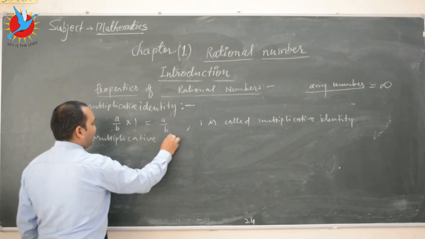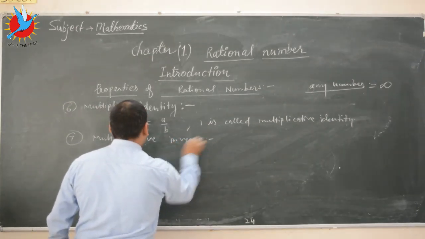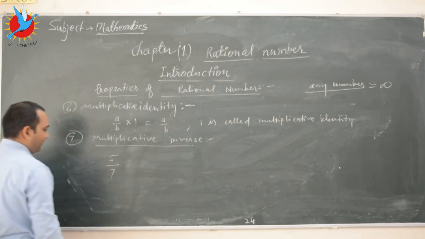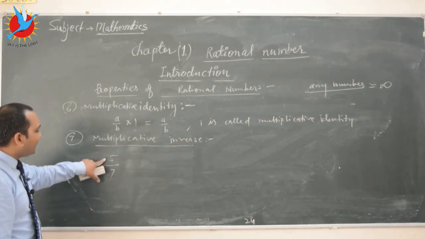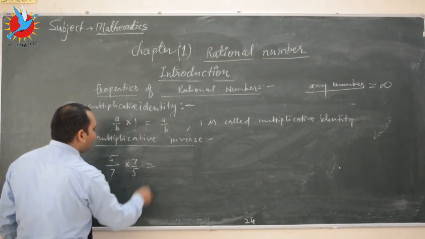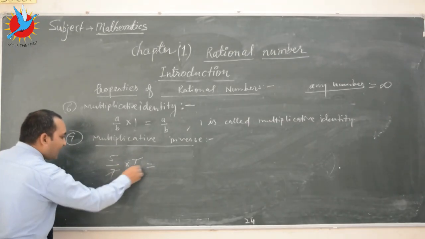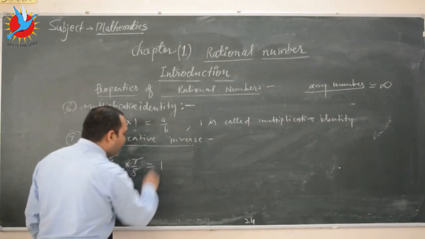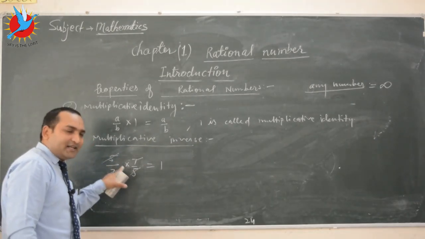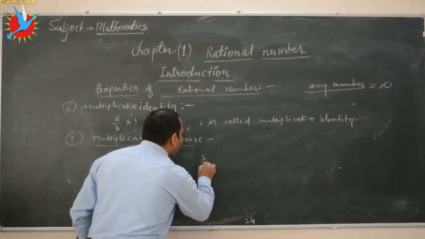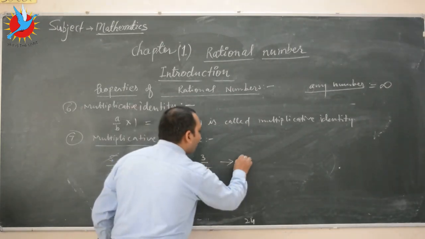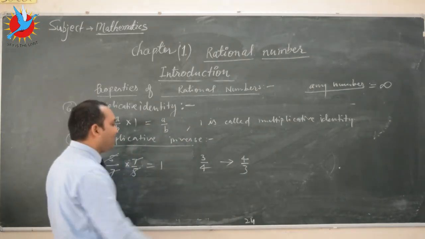Similarly, next one, multiplicative inverse. 5 by 7, if we multiply by the reciprocal of this rational number, that is 7 upon 5, the result will be, 7 7 cancel and 5 5 cancel, the result is 1. So multiplicative inverse is also known as reciprocal. Multiplicative inverse of 3 upon 4 is 4 upon 3. So this is called the multiplicative inverse.